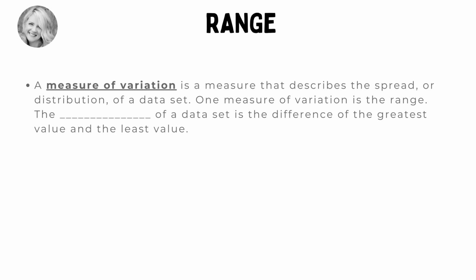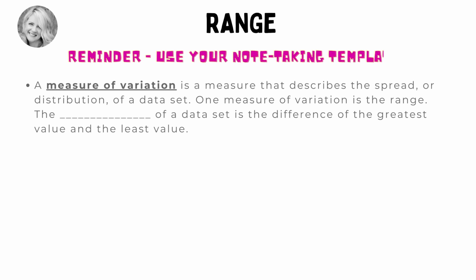A measure of variation is a measure that describes the spread or distribution of the data set. One measure of variation is the range. The range of a data set is the difference of the greatest value and the least value. Find the highest value, find the lowest value, and subtract them.